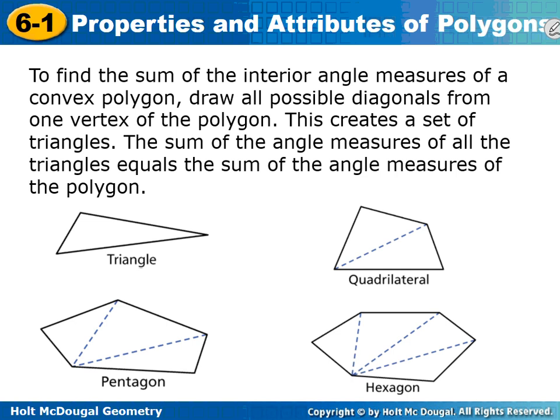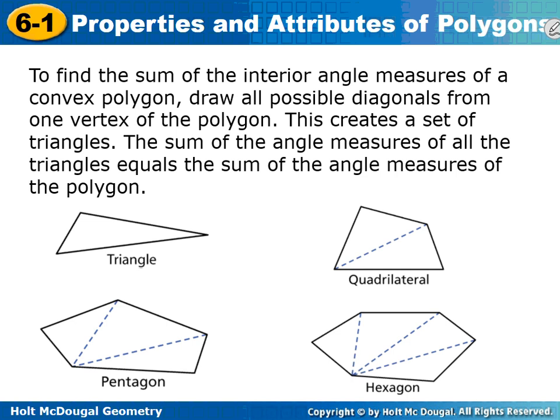Okay, we'll do one more. Look at the hexagon. What do you think we're going to multiply 180 by for the hexagon? 4 is what I'm hearing. Let's go from one vertex, draw in all the diagonals. Are there any other diagonals? Nope. How many triangles did I form? 4. And so what is 180 times 4? 720.